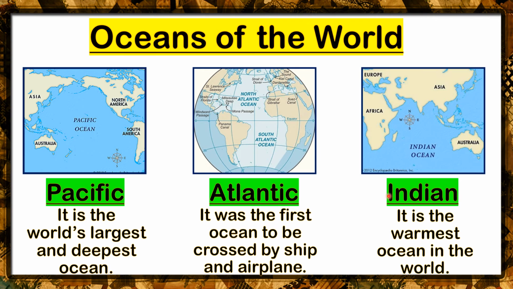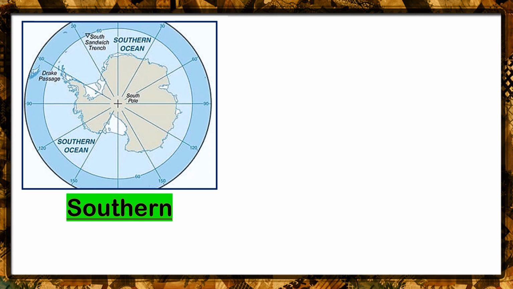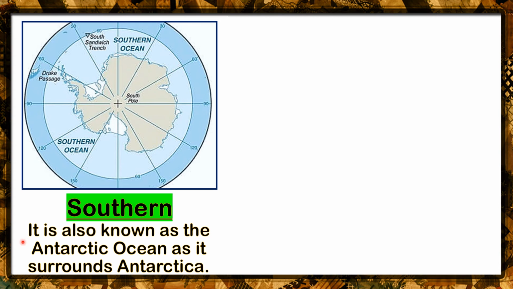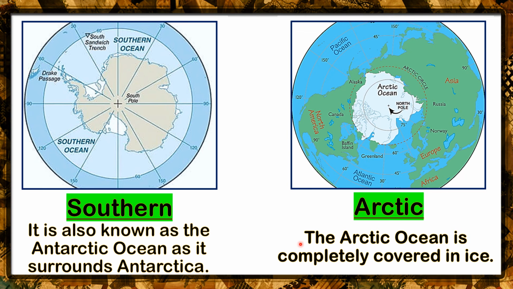Next, Indian. It is the warmest ocean in the world. Next class is Southern Ocean. It is also known as the Antarctic Ocean as it surrounds Antarctica. The last one is Arctic. The Arctic Ocean is completely covered in ice.